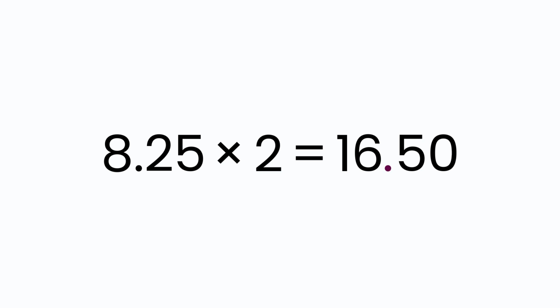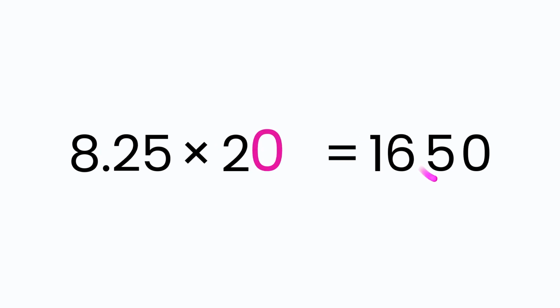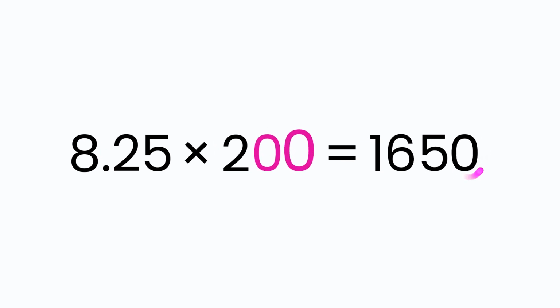Since you now have a decimal number, you move the decimal point to the right the same number of times as there are zeros in the round number. 200 has 2 zeros, so you move the decimal point 2 places to the right. 8.25 times 200 is therefore 1,650. Sometimes you have to write additional zeros in order to move the decimal point.